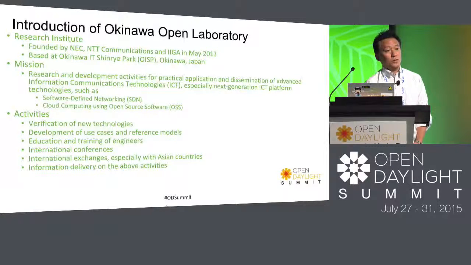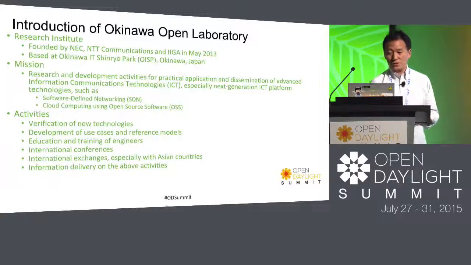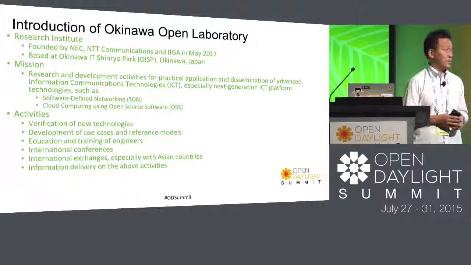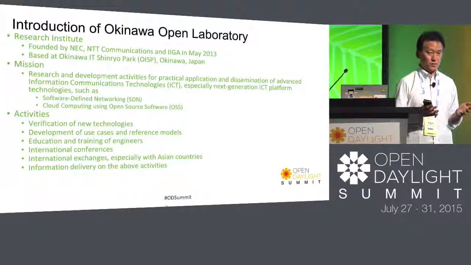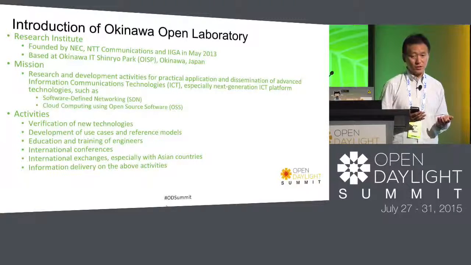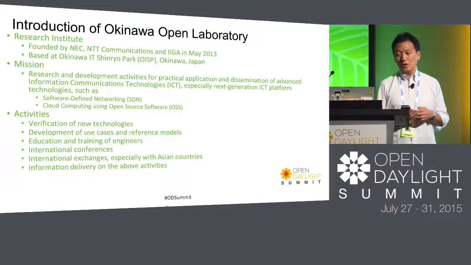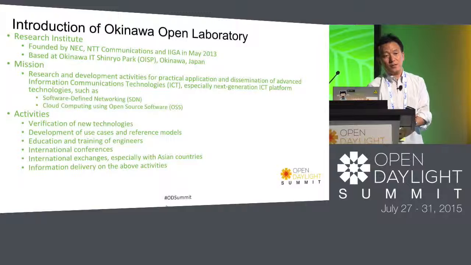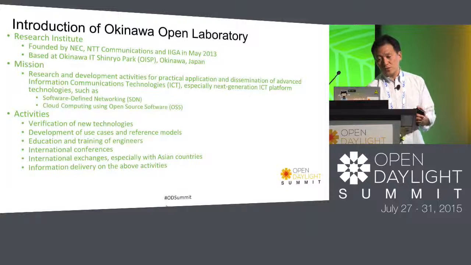The main members are NEC, NTT Communications, and Eager. Eager is a network company, a small startup in Japan. They are thinking about how to create innovation in SDN and cloud using open source. The Okinawa Prefecture government supported our notion and funded us, so we created Okinawa Open Laboratory 2 years ago.